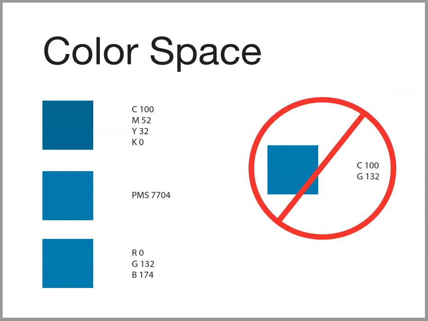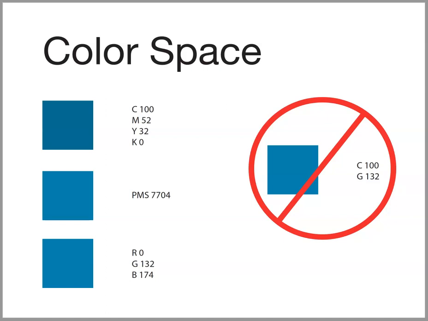Now, color space is how we define a color. We can define a color as a CMYK value. We can define it as a Pantone value, or Pantone Matching System, PMS, spot color. We can define it as an RGB. We can define it as an LAB. We can define it as any given space of color that has its own gamut.